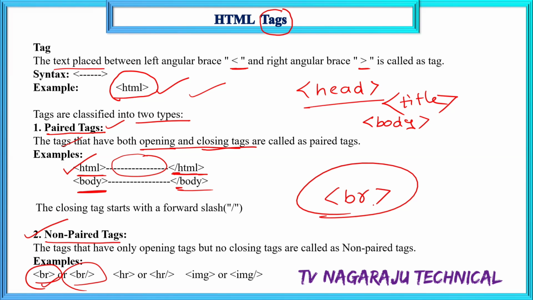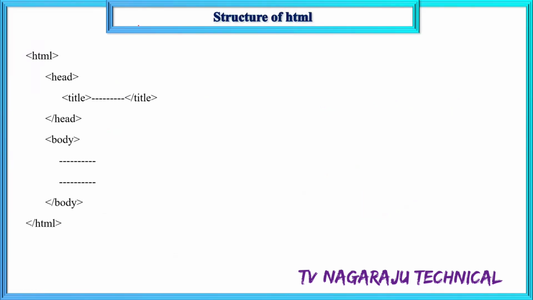By going on, you will remember, okay, this is the paired tag, this is the unpaired, non-paired tag. Now, next important, while writing an HTML program, what is the minimum thing? You need to learn the basic structure. For example, in C language, header file, main, body, functions, like that. Similarly, the structure of HTML.